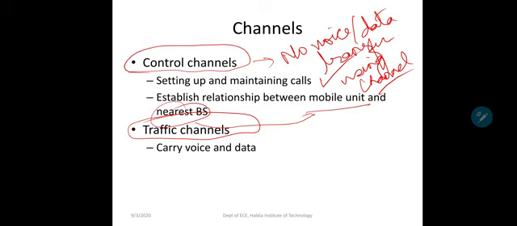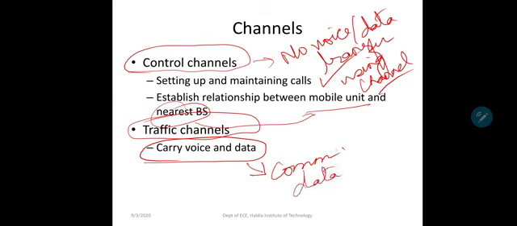So what is it limited to? It is limited to transferring only the relation signals or setting up signals. And then come the traffic channels, which carry voice and data. These are different from the control channels, and they carry all sorts of communication, whether data communication, voice communication, or both simultaneously.